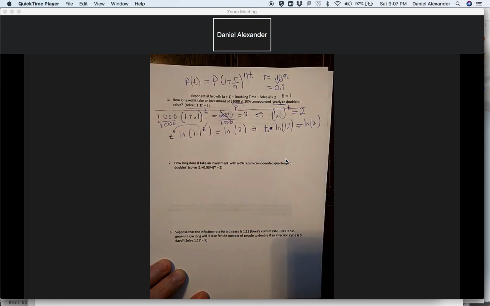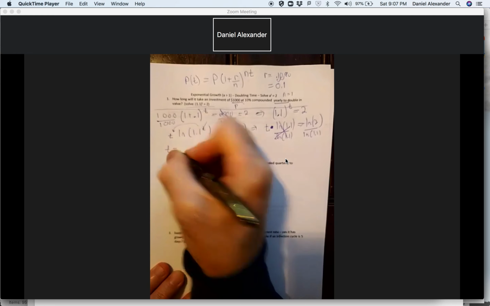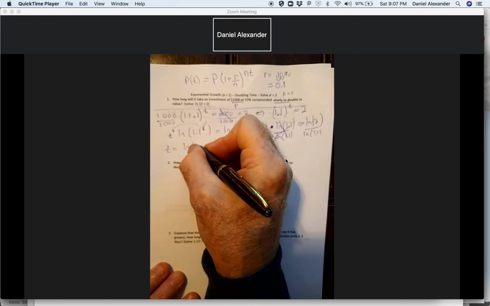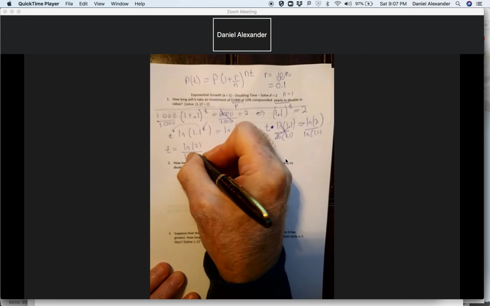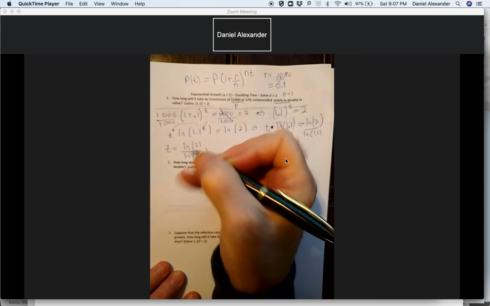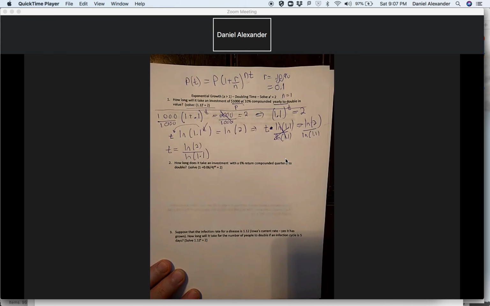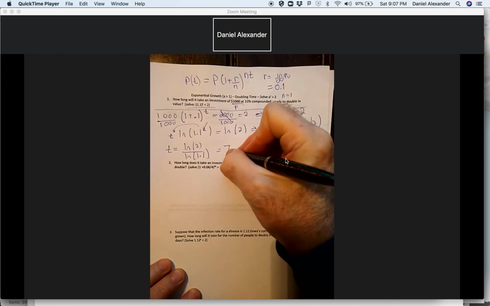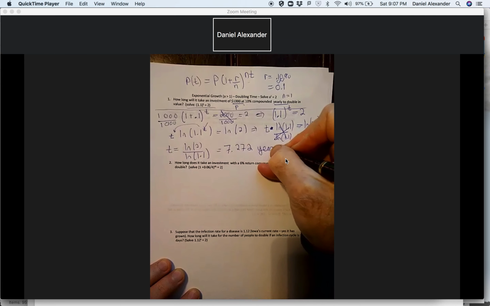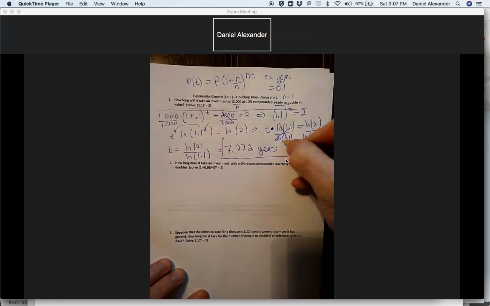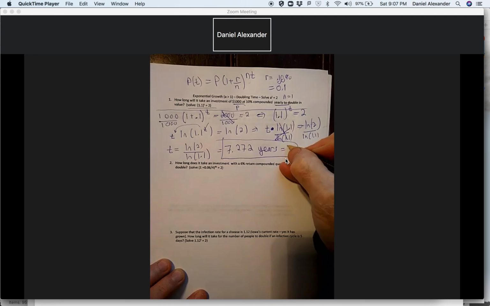That cancels that. My equation is t equals natural log 2 over natural log 1.1. I've already worked out the details, and this is going to be equal to 7.272. I need my units, so my units are going to be years. So that's my answer.